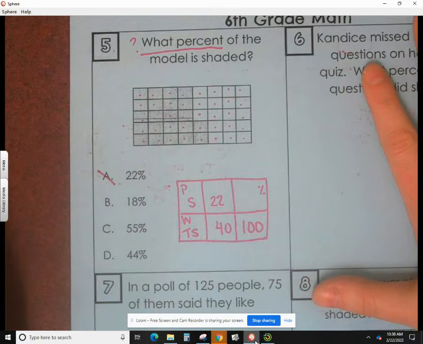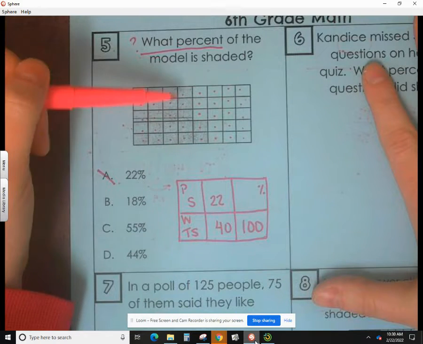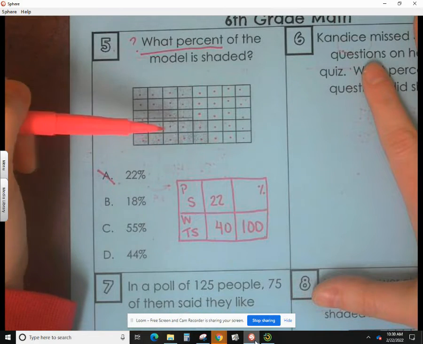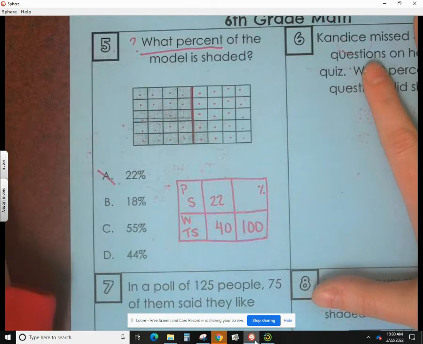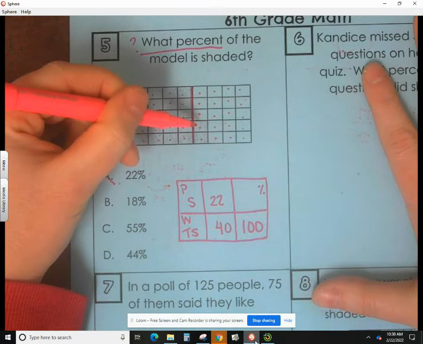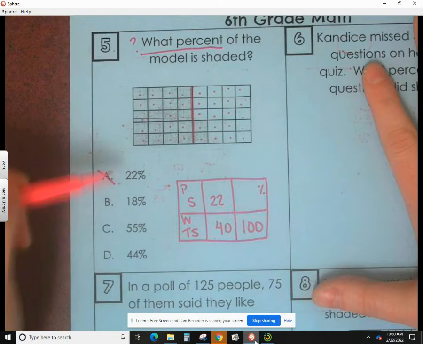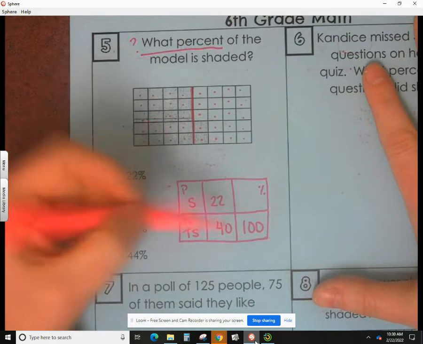This is not 22%. Also, something to think about is this less than half shaded or is this more than half shaded? If we draw a line right here down the middle, this right here would be 50%, and we see that it's a little bit more than 50% shaded. There's only one answer choice that's more than 50%, so that right there could have told us the answer. But let's work it out.